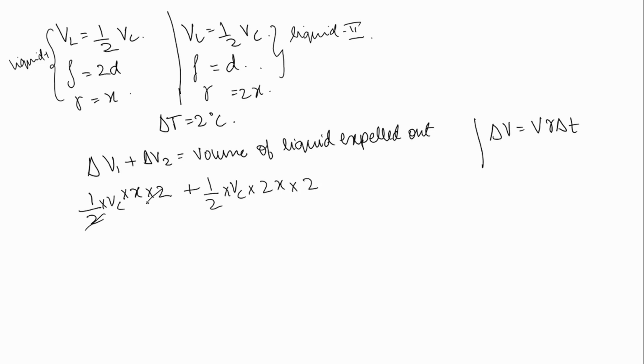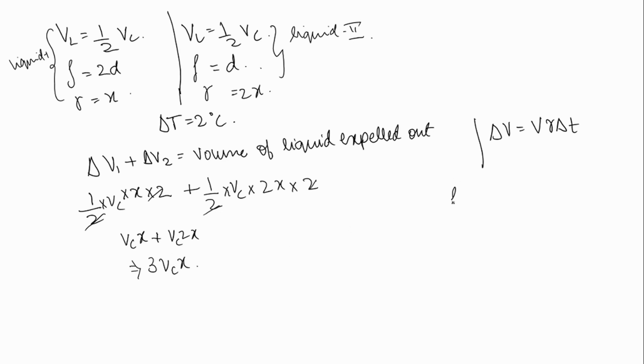So 2 will get cancelled for both of them. So Vc into x plus Vc into 2x. So it becomes 3 Vc x. This is the volume expelled out.